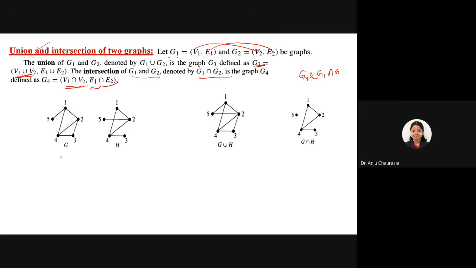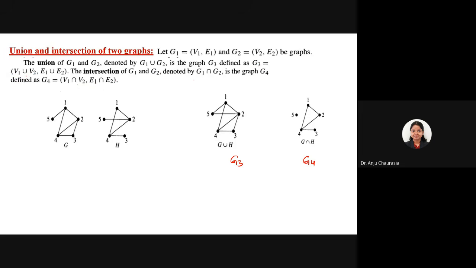So if there are two graphs G and H, students, here G union H is formed by using this definition. Now you try to get how this has been formed with the definition I gave. And G intersection H, this is a new graph G3 as I gave the name, and this is a new graph G4. It has been formed by using the set theory definition of union and intersection. It is very easy.